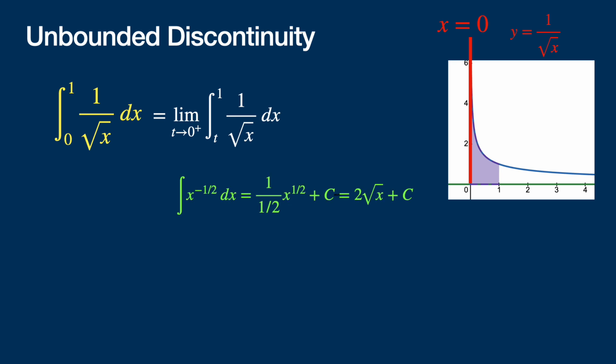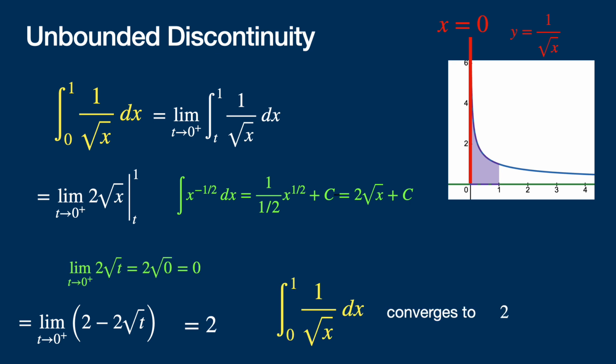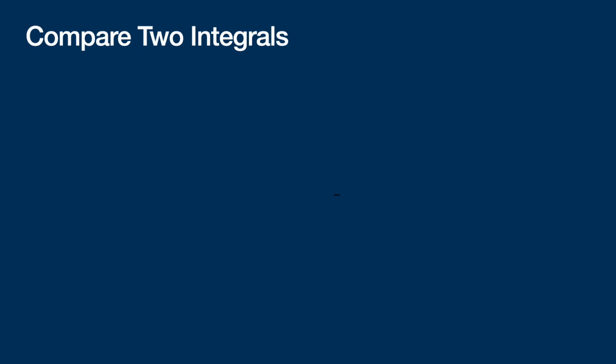First, you find the antiderivative of 1 over square root x. That's going to be 2 square root x plus c. Now we're going to evaluate this integral. The limit as t approaches 0 from the positive side of 2 square root x from t to 1. You plug in 1 and t, and you have the limit as t approaches 0 positive of 2 minus 2 square root t. Now as t approaches 0 positive, you have 2 minus 0, that's going to be 2. Now what are you going to say? This improper integral from 0 to 1 of 1 over square root x dx converges to 2.